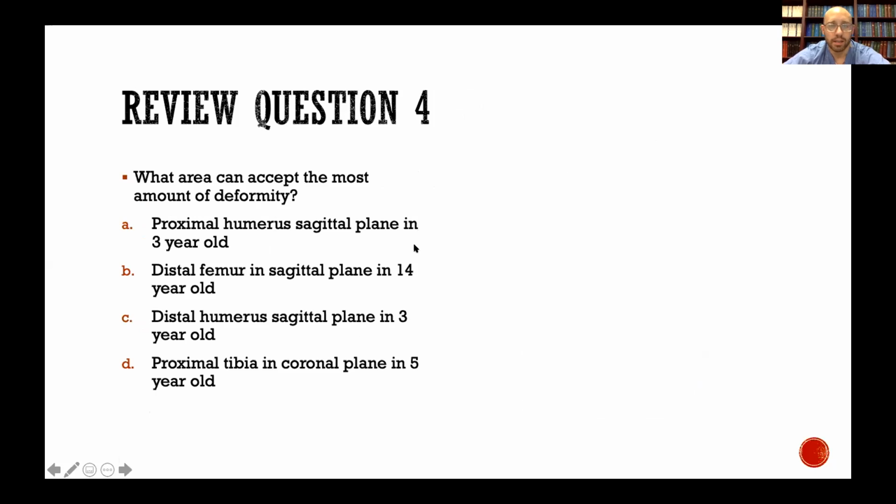All right, and then the last question is what area can we accept the most amount of deformity in the body? So when you're going through this question, think of the location and also look at the age of the patient.